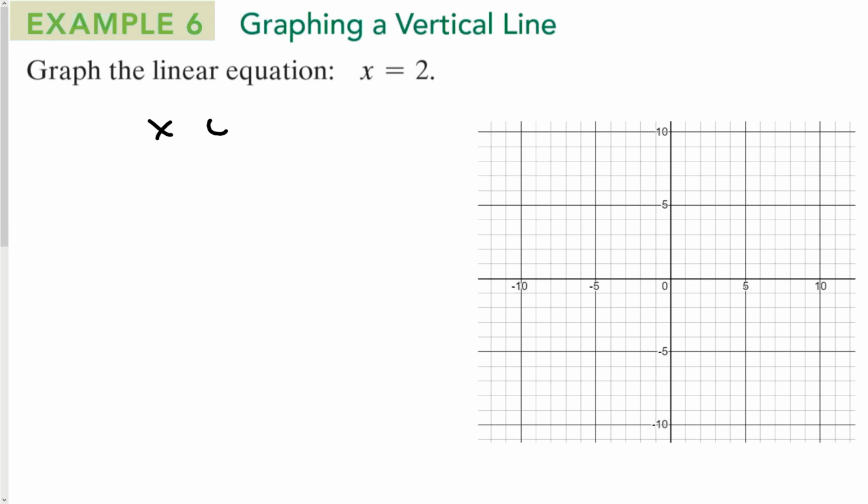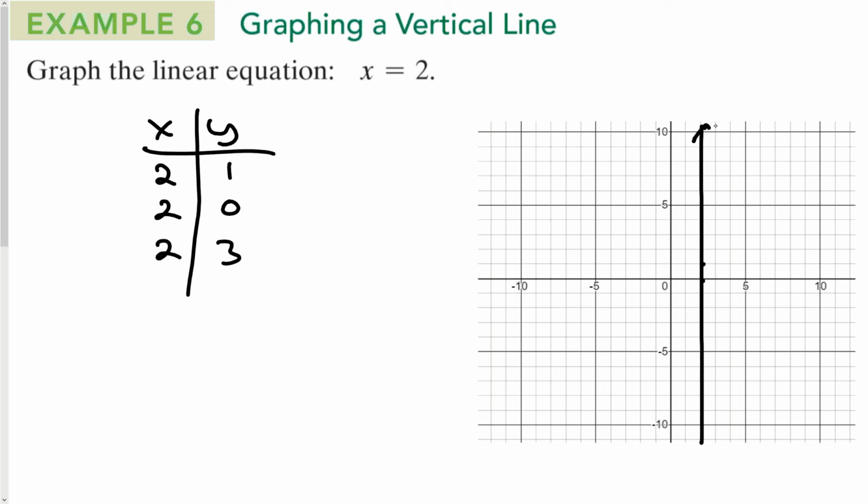And if I make a table, no matter what, x always has to be 2. There is no output. So y can be anything I want. It doesn't matter. My input will always be 2, and there's nothing to plug it into. So when I look at this, and this one's a little weirder, this turns into a vertical line. Okay? So that is x is equal to 2.